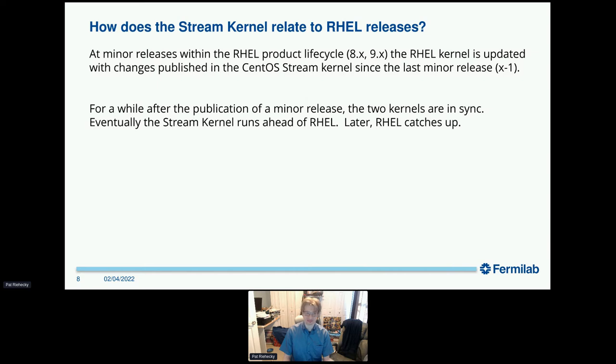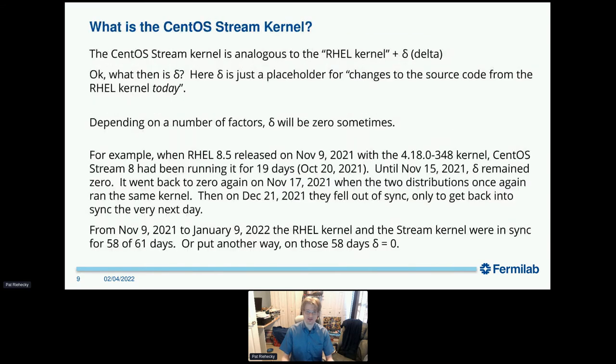So what really is the CentOS stream kernel? Well, it's really analogous to the RHEL kernel plus Delta. So what is Delta? Here, Delta is just really a placeholder for changes to the source code from the RHEL kernel today. Depending on a number of factors, Delta will be zero sometimes.